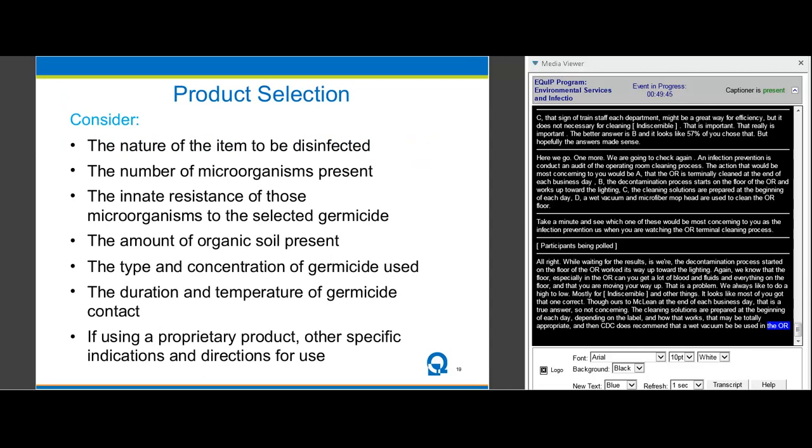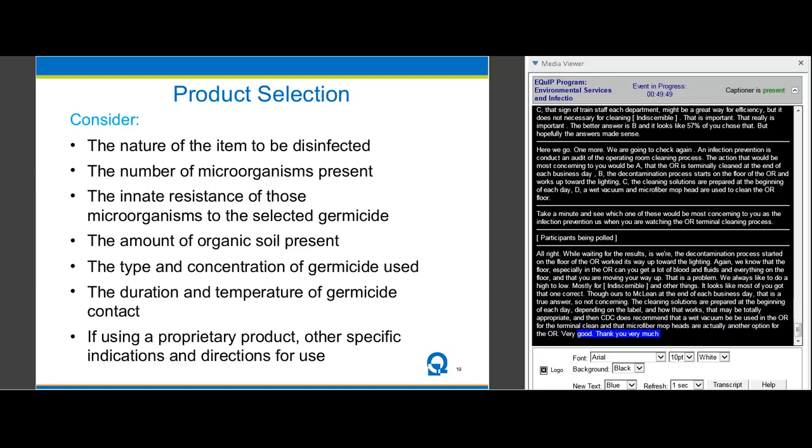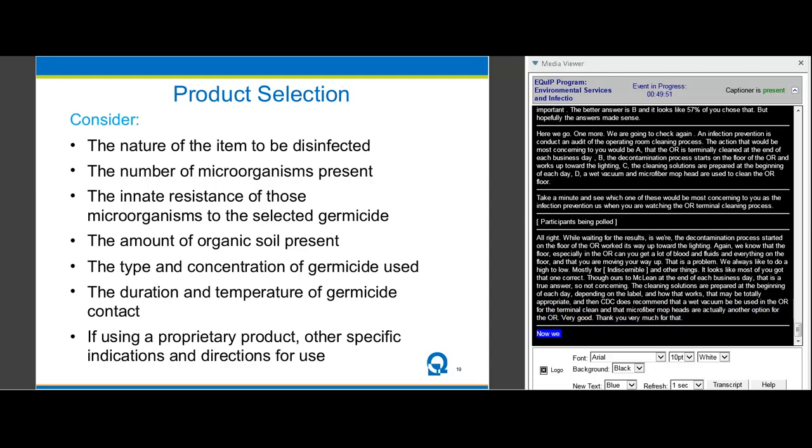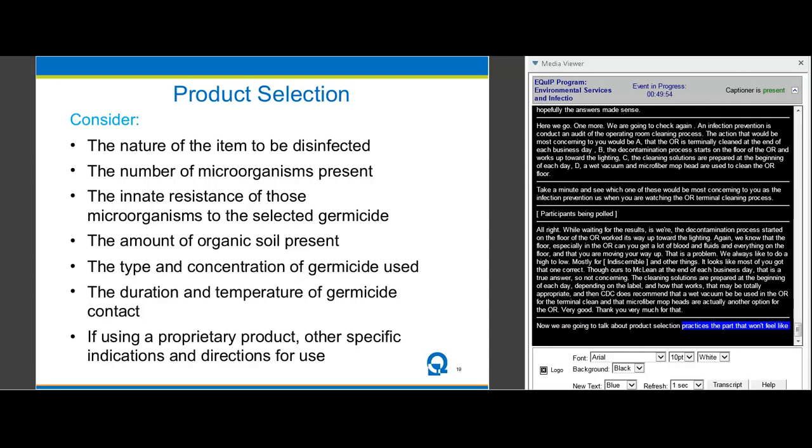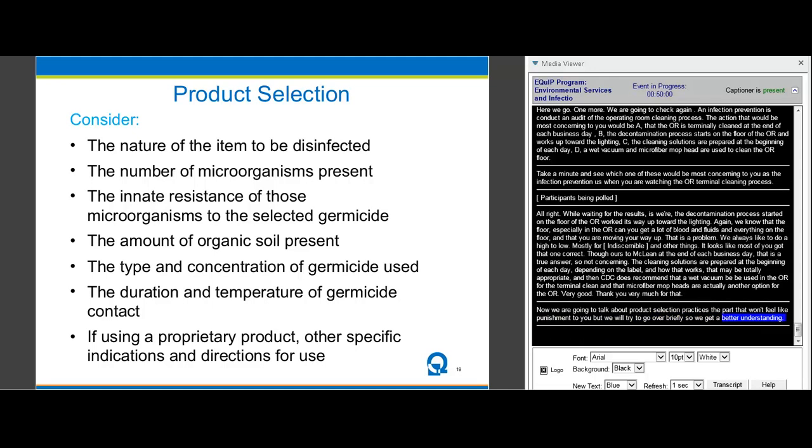Now we're going to talk about product selection. So this is the part that hopefully won't feel like punishment to you, but we'll try to go over it pretty briefly so that we get a better understanding. You do need to know what surfaces you're trying to disinfect. How dirty are the areas?